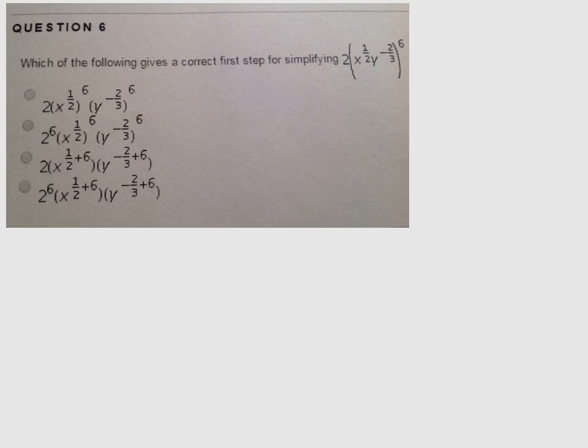Moving on to question number 6. Which of the following gives the correct first step in simplifying this? The first thing you have to do is distribute that 6 that's on the outside of the parentheses. So it wants to go to these two pieces. So you're going to multiply the top with the top and the bottom with the bottom. You could also just go ahead and reduce the fractions and think, well, what's half of 6? Half of 6 is going to give you 3. So for the first part, it's going to be x to the third power.